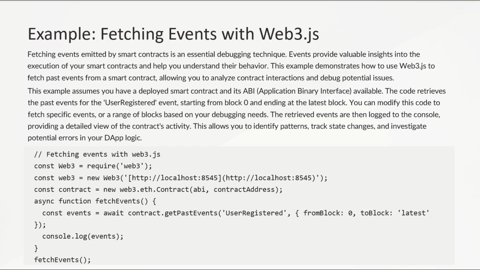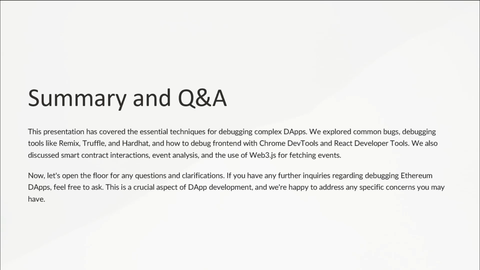logic. To summarize, this presentation has covered essential techniques for debugging complex DApps, including common bugs, tools like Remix, Truffle, and Hardhat, and front-end debugging with Chrome DevTools and React Developer Tools. We've also explored debugging smart contract interactions, event analysis, and using Web3.js for event fetching. These techniques are crucial for developing secure and reliable dApps.